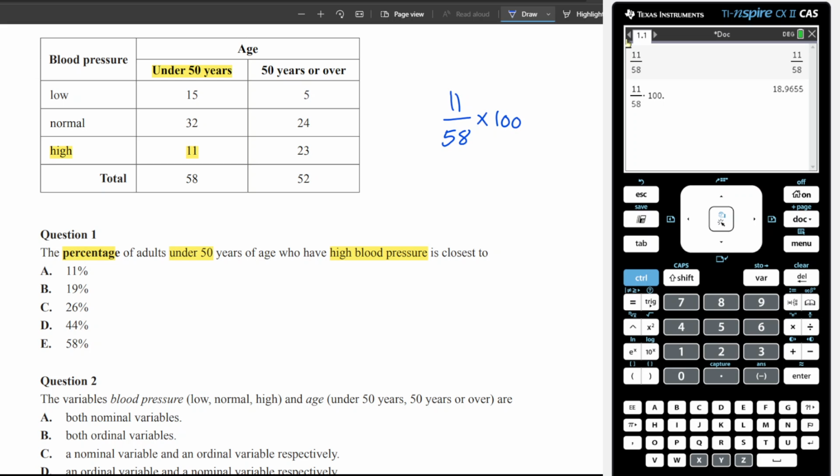And to make it a percentage, we have to multiply by 100. And as you can see, I've already done the calculation on the calculator. When we do that, we get 18.97 if we round it, and that's a percentage. So our answer is closest to answer B, 19%.